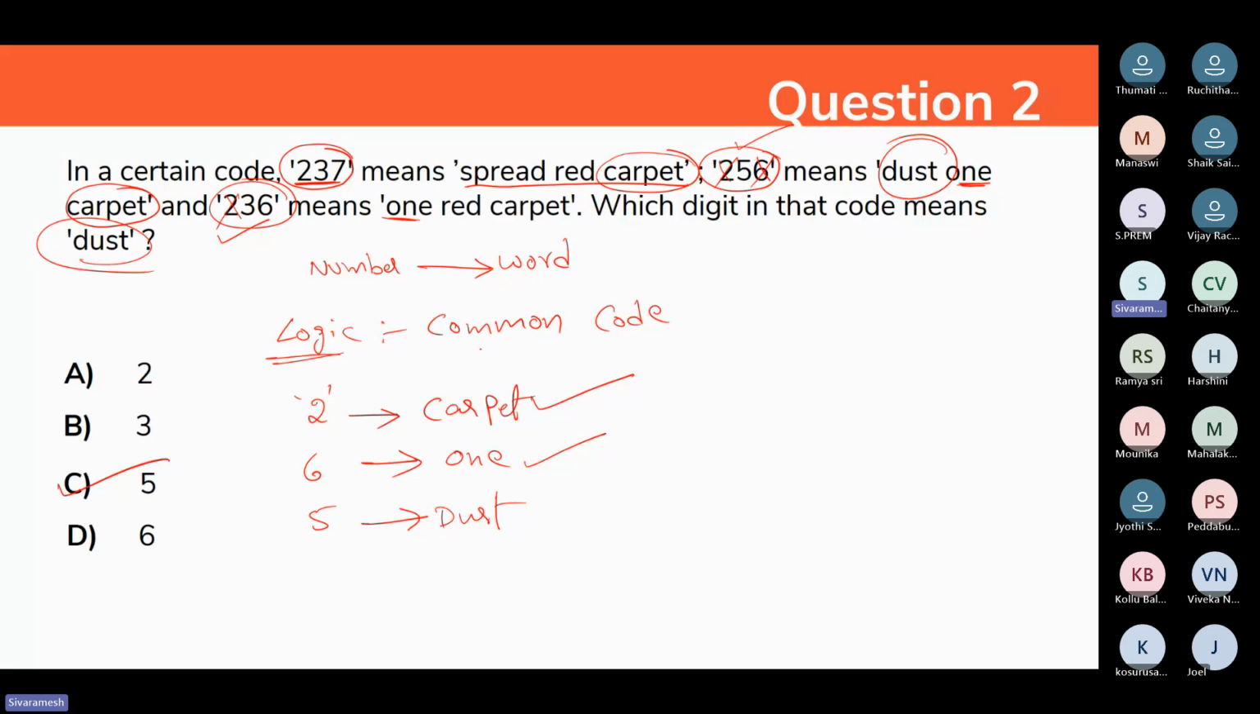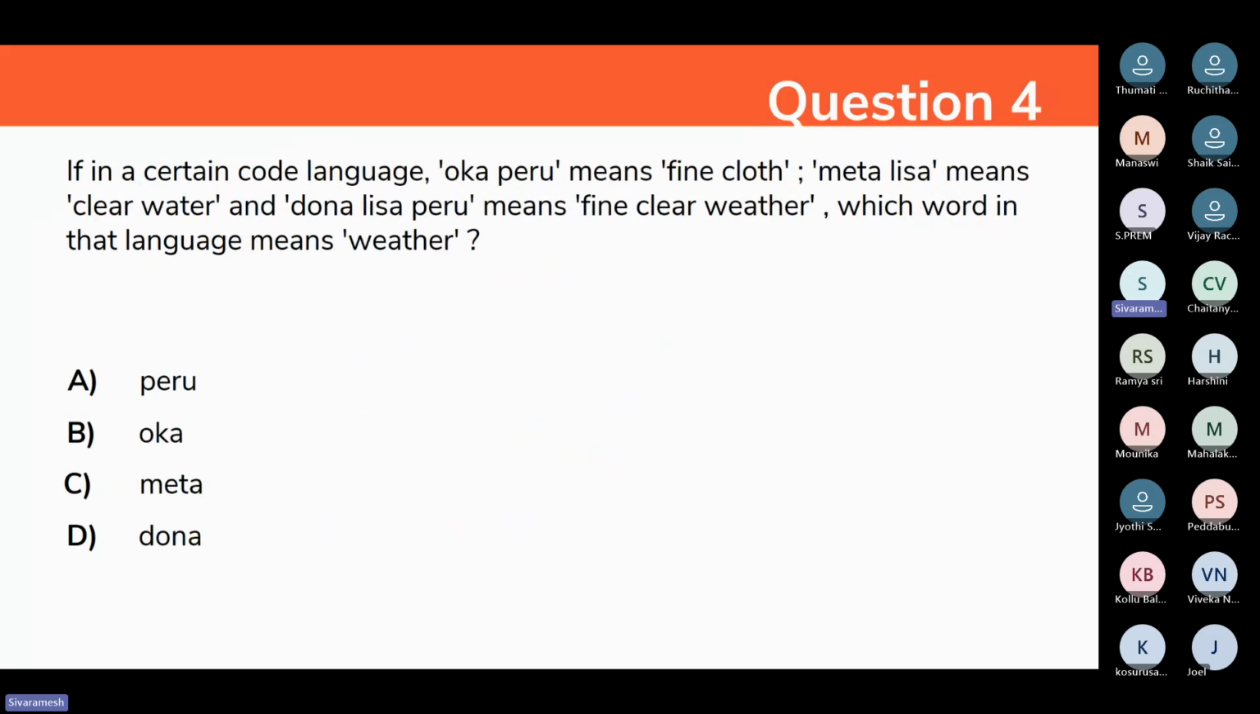So this is a very important kind of thing. They might give number to word logic or word to word logic. You should understand this common code logic. Hope you all are clear. We'll go for the next one. I'll show you a similar kind of thing, word to word logic. Now, can you try this and tell me the answer for this?